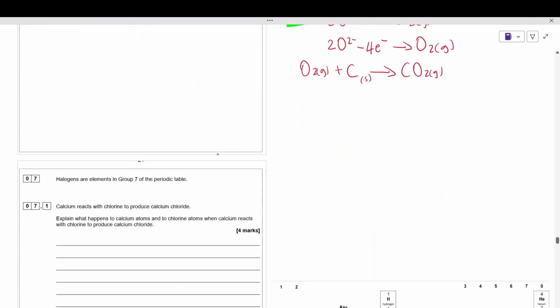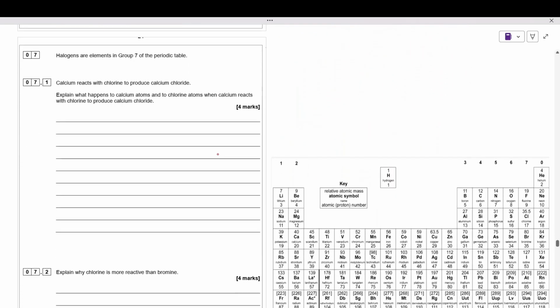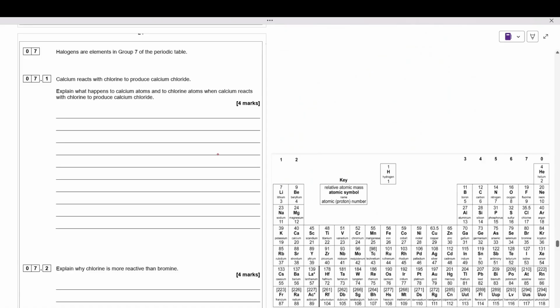Let's carry on. Number 7 is about the halogens in group 7 of the periodic table. We're going to explore what happens in terms of them bonding with other things, as well as reactivity of these metals. Okay, so let's look at number 1. Calcium reacts with chlorine to produce calcium chloride. Explain what happens to the calcium atom and to the chlorine atom when this reaction is taking place in order for us to form that calcium chloride.